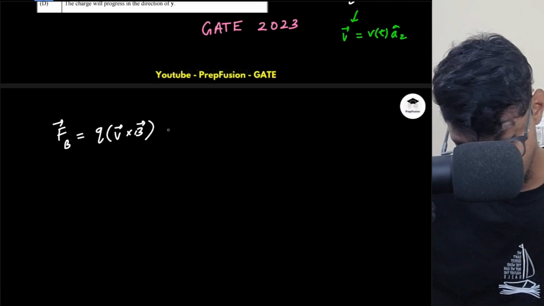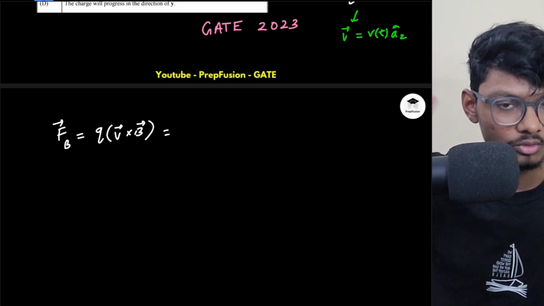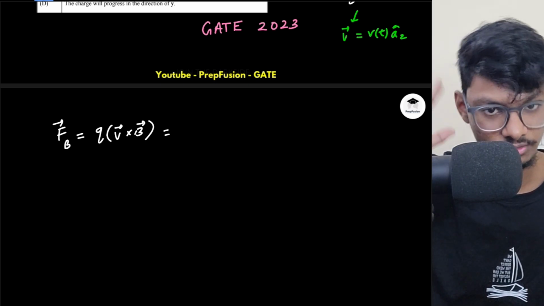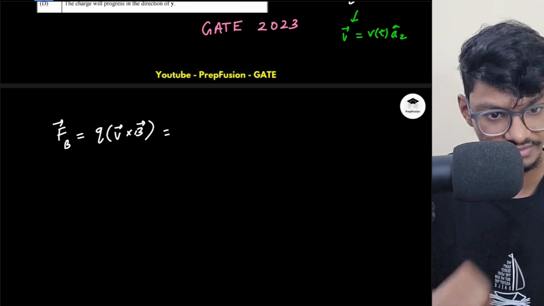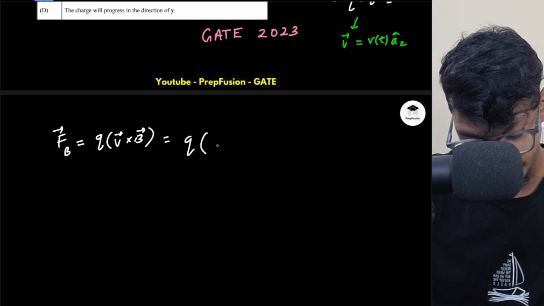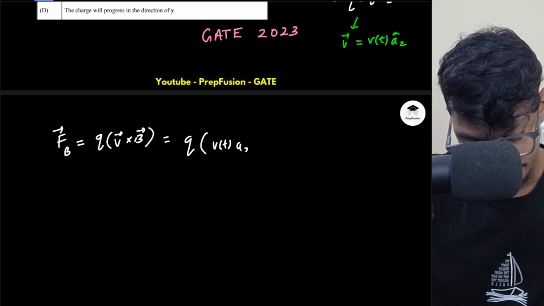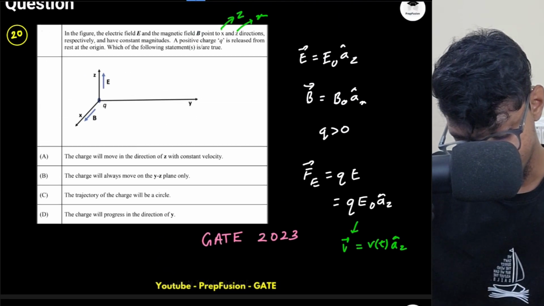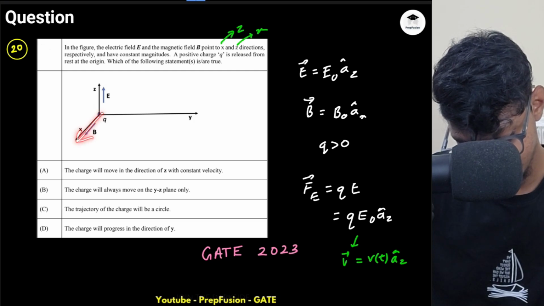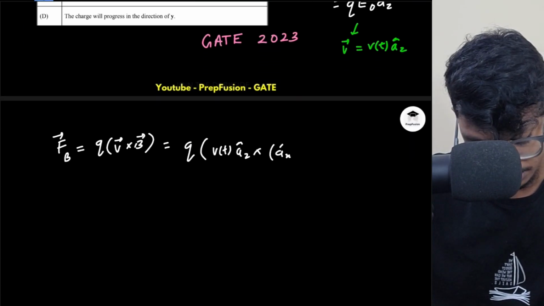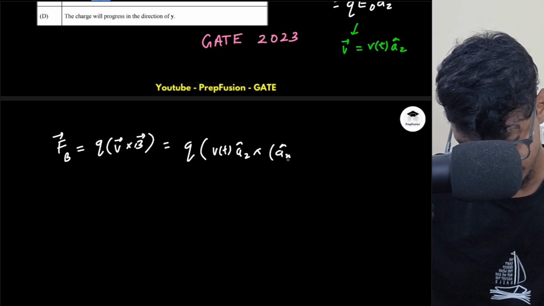So I can derive this further. I will show you how to do it without mathematical things, just by visualization. I will tell you that as well. For now, I'm just deriving things here. So this will be q V cross B. q is positive, V is in the plus Ẑ direction as V(t). And what is the direction of B? The direction of B is in the X̂ direction, so it will be plus X̂ into B₀ basically.